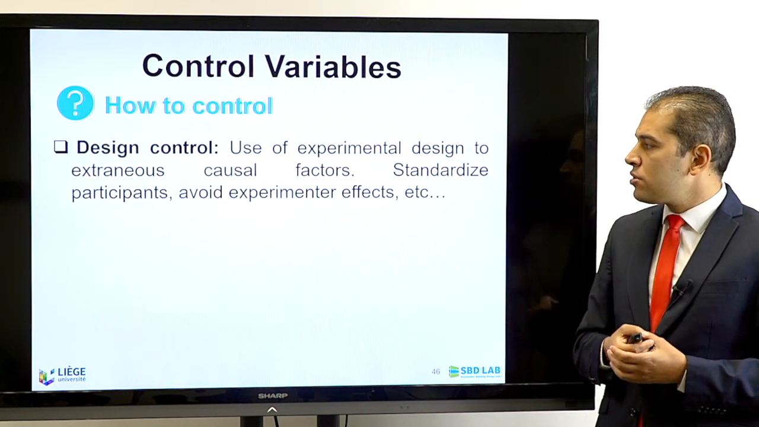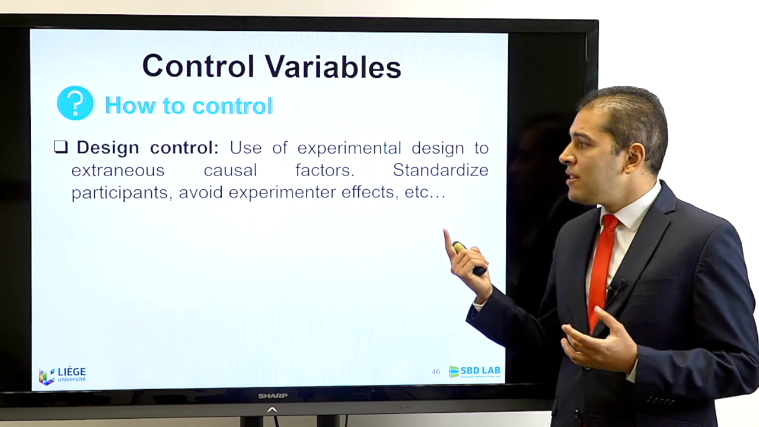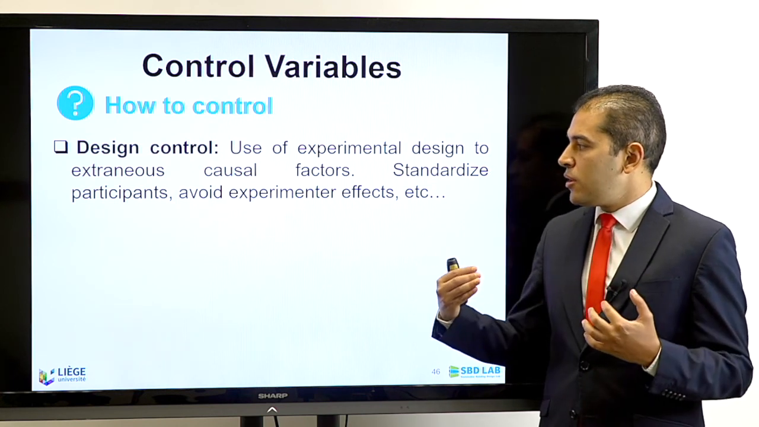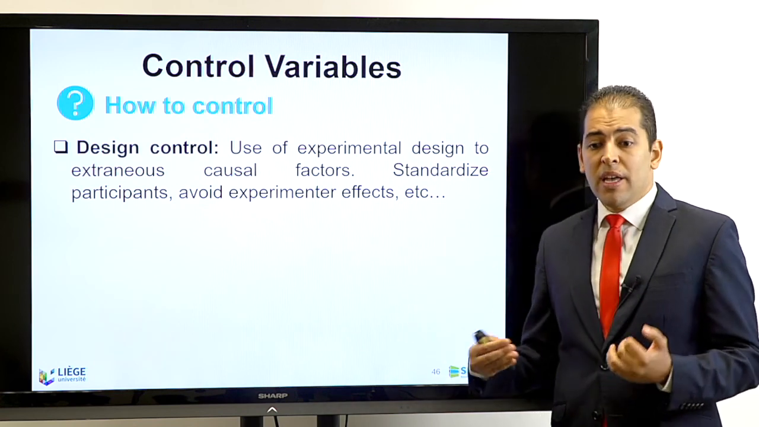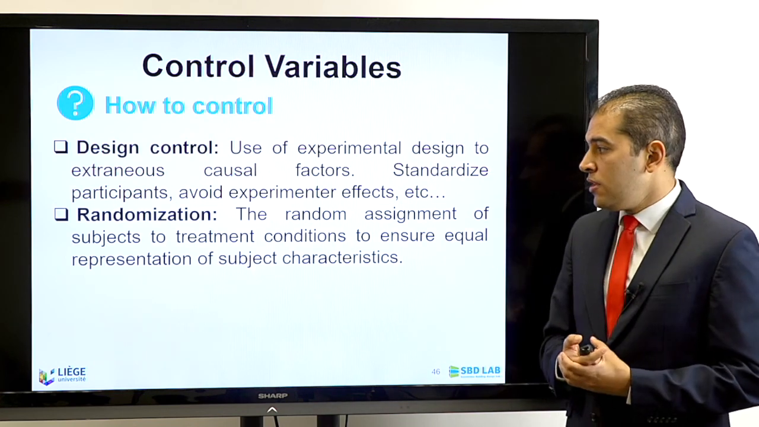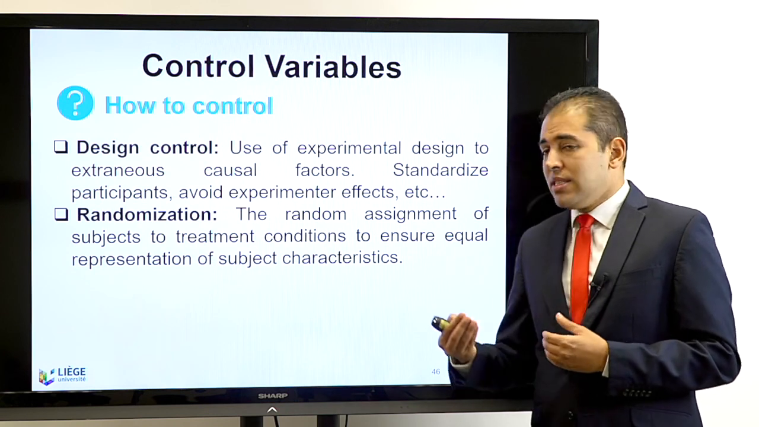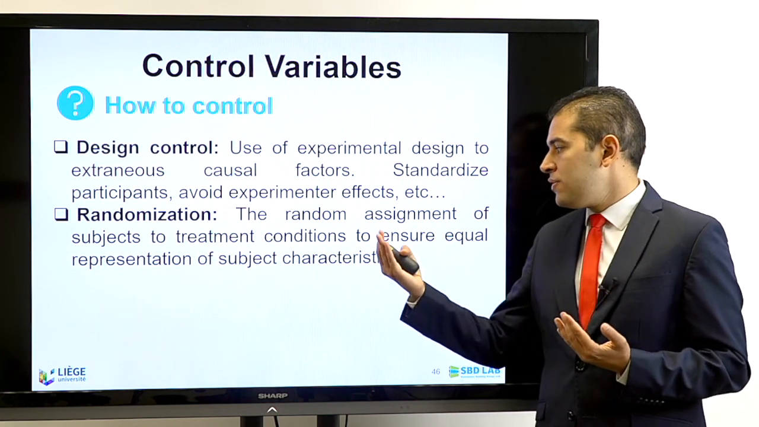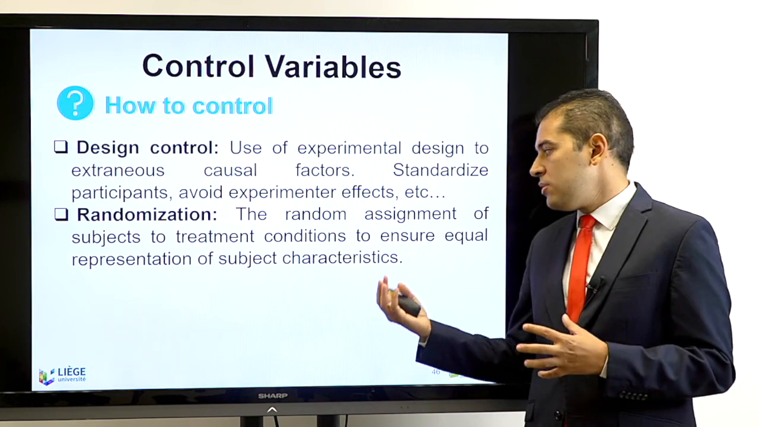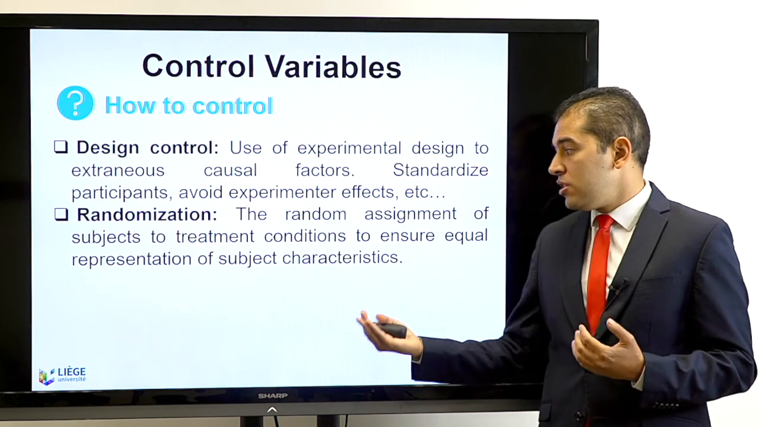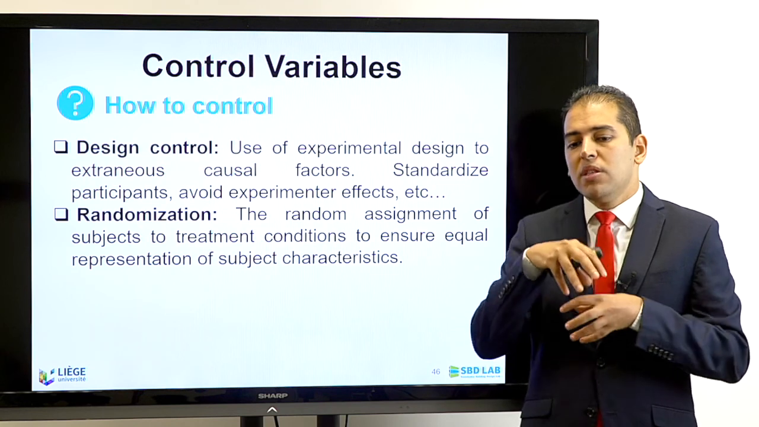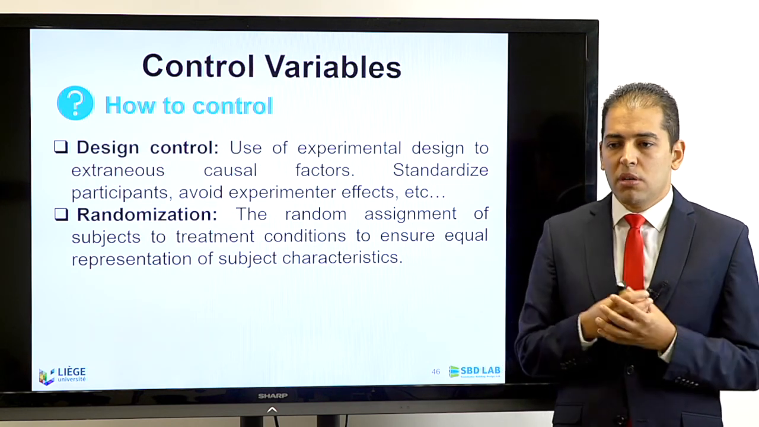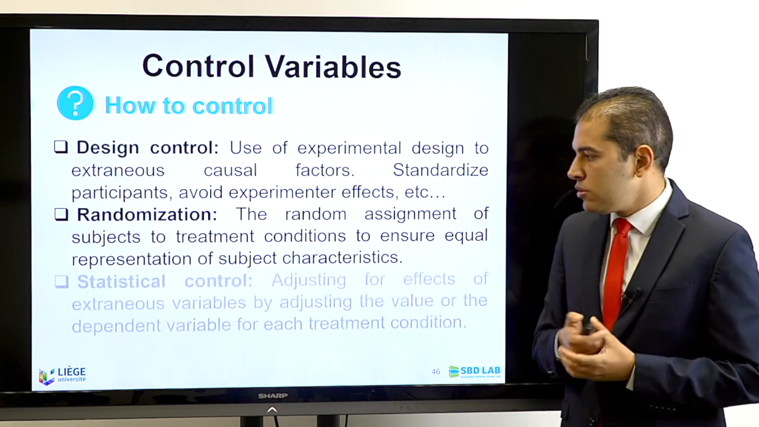Now, design control is simply the use of experimental design to control extraneous causal factors, and it's aimed to standardize participants, avoid experimental effect, and avoid bias, for sure the bias. In this sense, randomization and blindness are very important, and here we try to have the random assignment of subjects to treatment conditions to ensure equal representation of the subject characteristics. So maybe this randomization requires that I have different facilities. Sometimes it requires, so therefore spatially it's important to take into account.